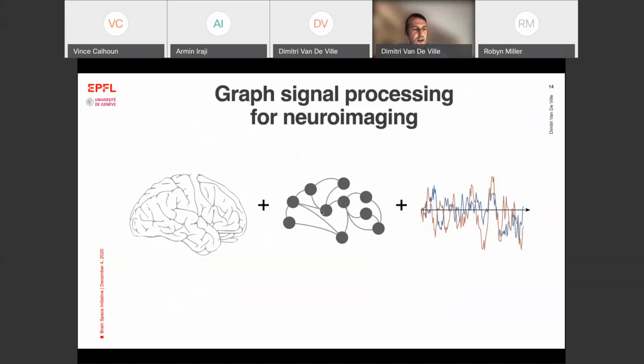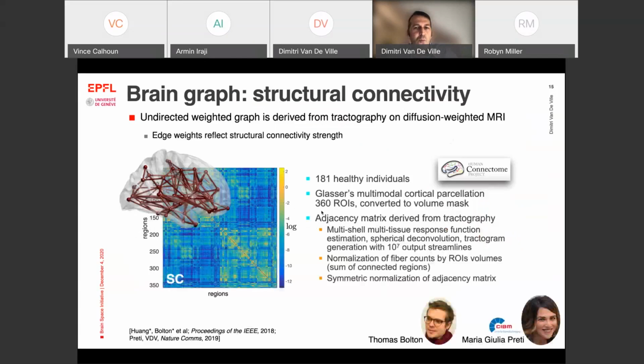But for now, we know enough about GSP to tackle our human neuroimaging data and to see a little bit what it can do for us. So this has been work pioneered in the lab by Thomas Bolton, who did his PhD in the lab and recently successfully defended it, and also Maria Giulia Preti, who's a postdoc with the CIBM.